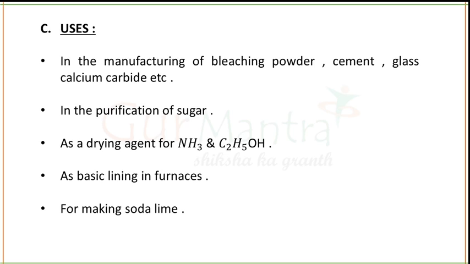Next, the uses of calcium oxide: in the manufacture of bleaching powder, cement, glass, calcium carbide, etc. Second is the purification of sugar. In the purification of sugar, calcium oxide helps, and calcium oxide acts as a drying agent for NH3 and ethanol. This is also used in the making of soda lime.